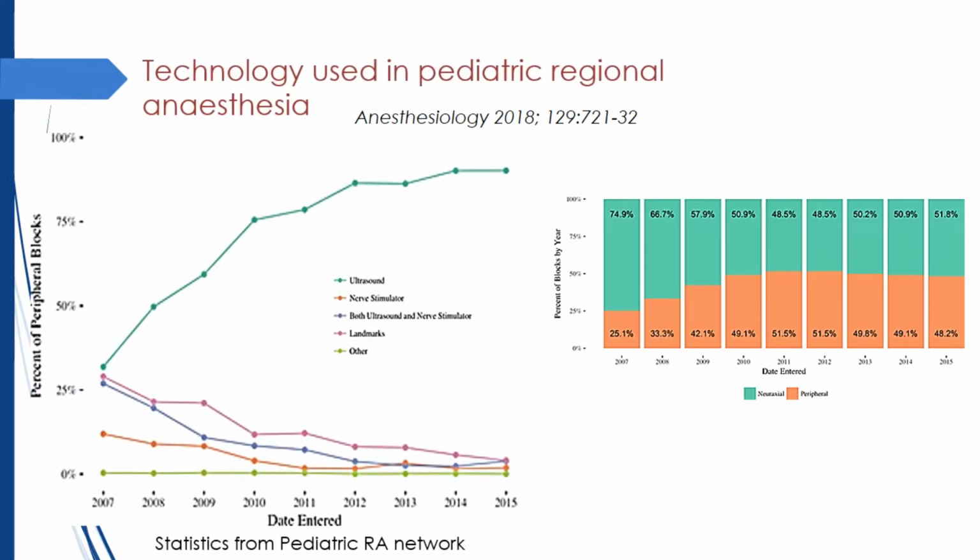This is a statistic from the Pediatric Regional Anesthesia Network. This data and most of the other data in my presentation is from this one big study from the Pediatric Regional Anesthesia Network that has involved 1 lakh regional anesthetics in children across 21 centers. So with the advances in ultrasound, the scope for regional anesthesia practice in pediatrics has also expanded. 95% of blocks in 2015 were done under ultrasound guidance. Only 5% were either under landmark guidance or using a dual guidance or nerve stimulator guidance.